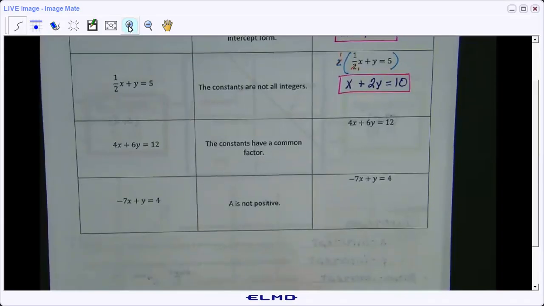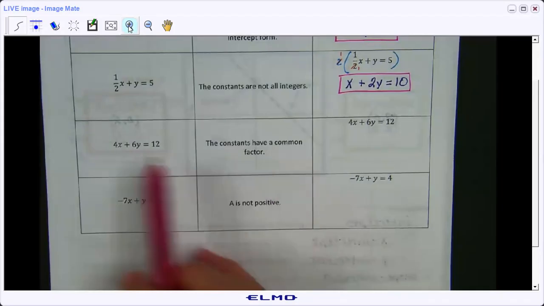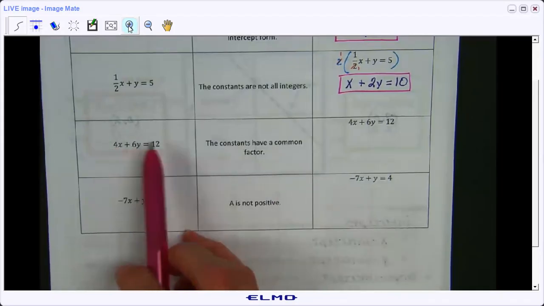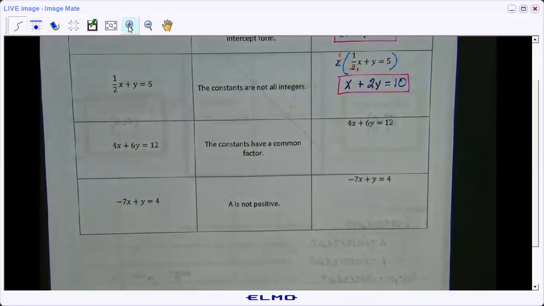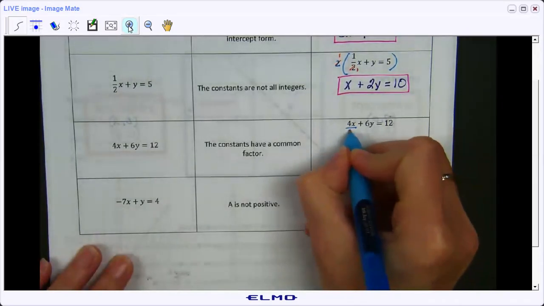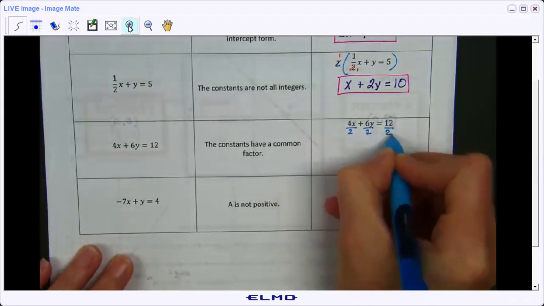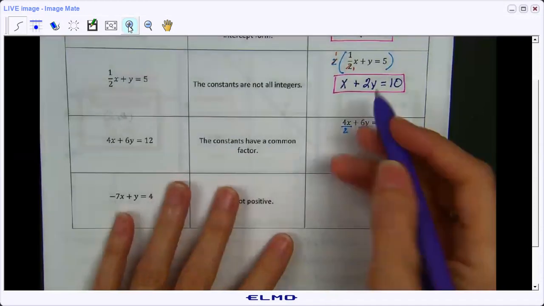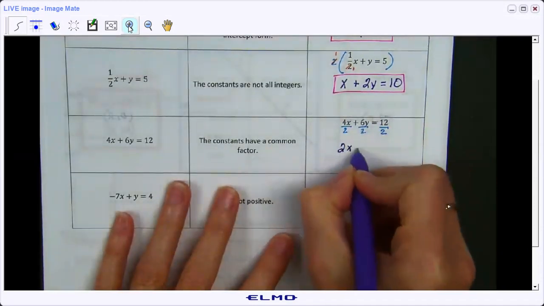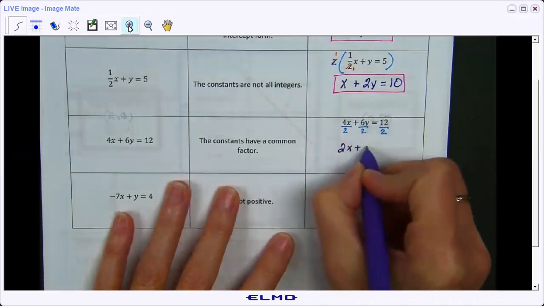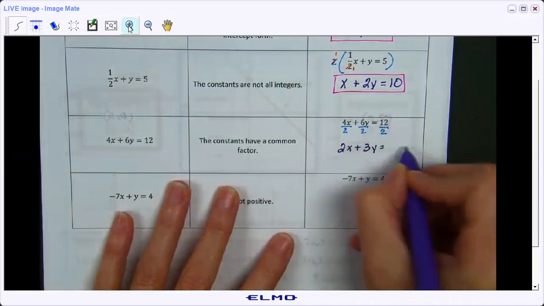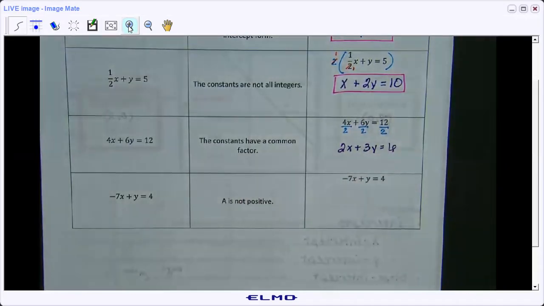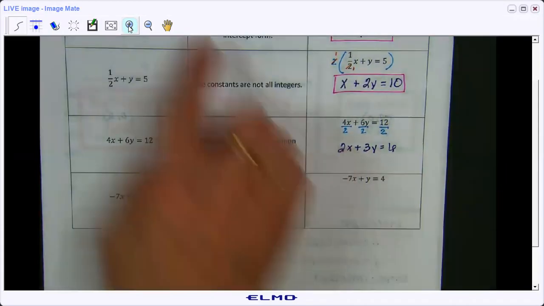Okay, look at the next one, 4x plus 6y equals 12. The problem with this one is they all have a common factor. What is the common factor between 4, 6, and 12? 2. So what we're going to do is divide every term by 2, and it's like reducing fractions. We're simplifying the equation, okay? So 4x divided by 2 is 2x. 6y divided by 2 is 3y, and 12 divided by 2 is 6. And we have simplified it down to a standard form of an equation, and it meets all 4 requirements.